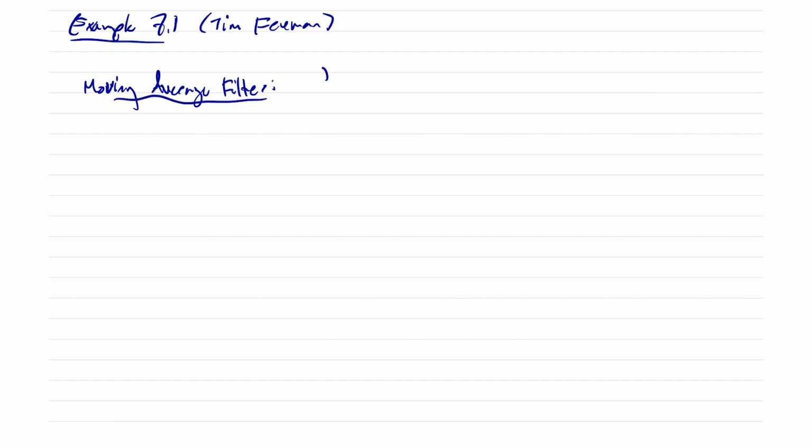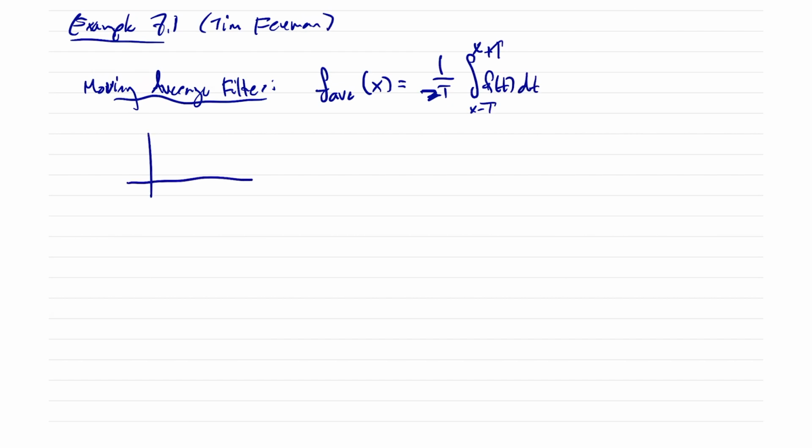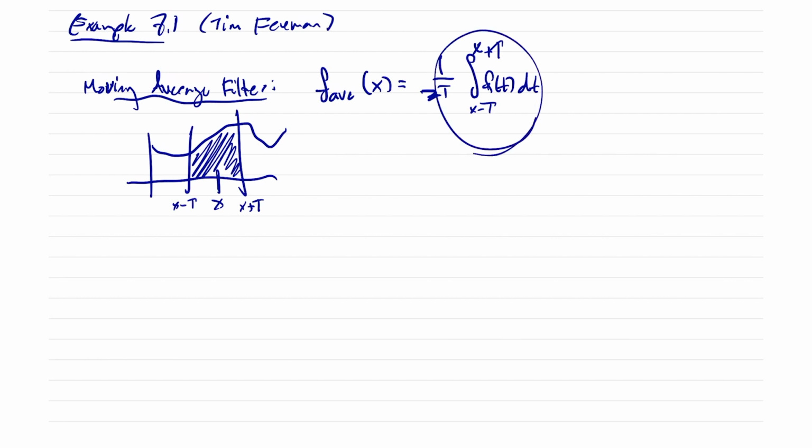This is f average of x is equal to 1 over 2t of the integral from x minus t to x plus t of f of little t dt. The general idea is that you have some function f, or some signal, and instead of taking the value at x, we use all the information around x and take its average, from x minus t to x plus t. We divide by 2t, the length of that little interval, and we have the integral here.